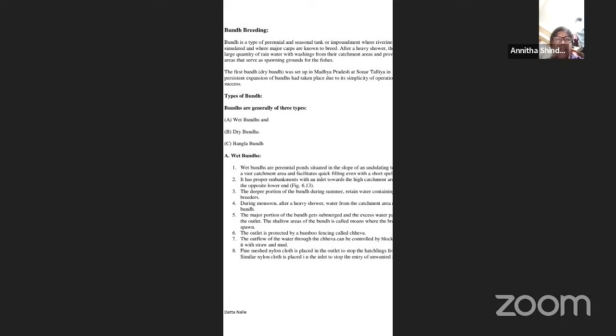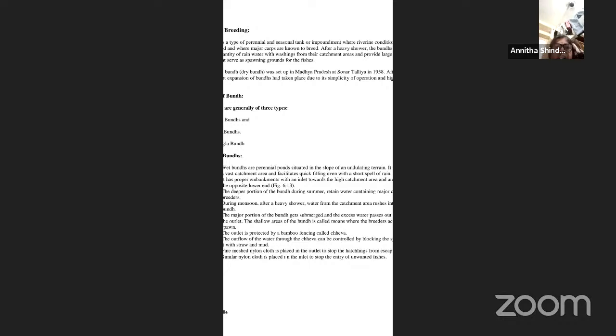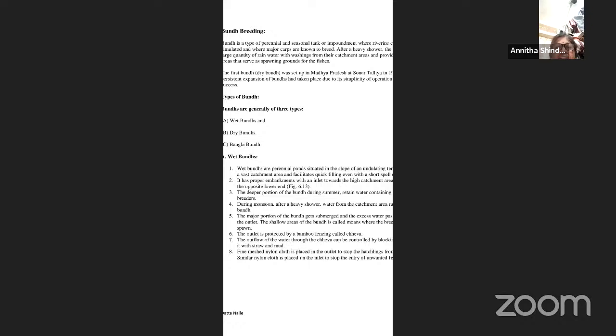And fine meshed nylon cloth is also placed in the outlet to stop the hatchlings from escaping. Because once the breeding takes place and the hatchlings are produced, the hatchlings should not go out of the outlet. So we keep fine meshed nylon cloth placed in the outlet to stop the hatchlings from escaping.